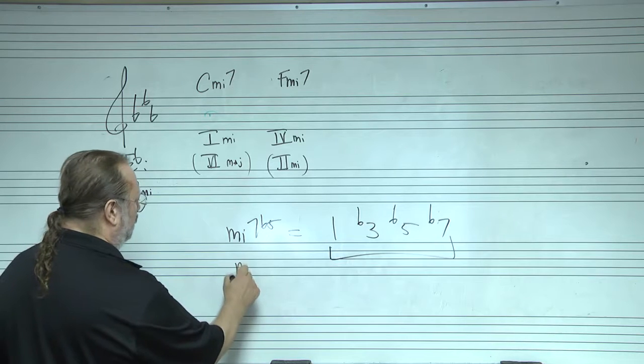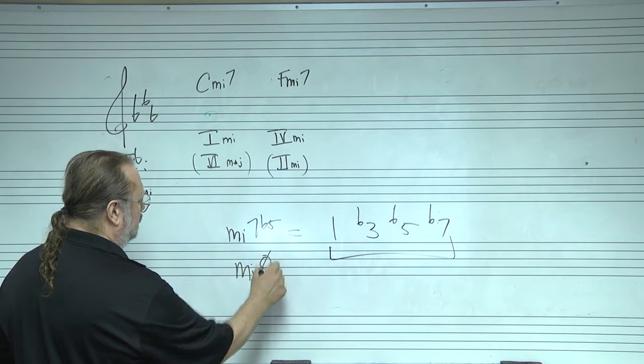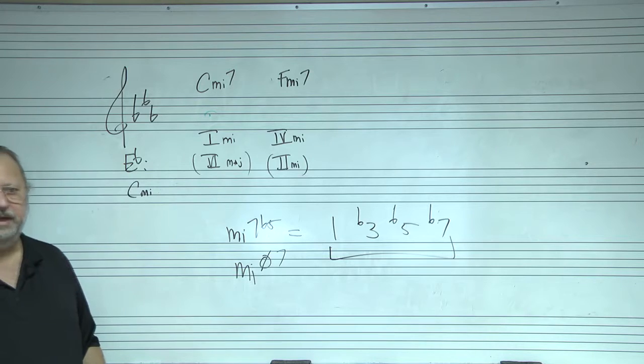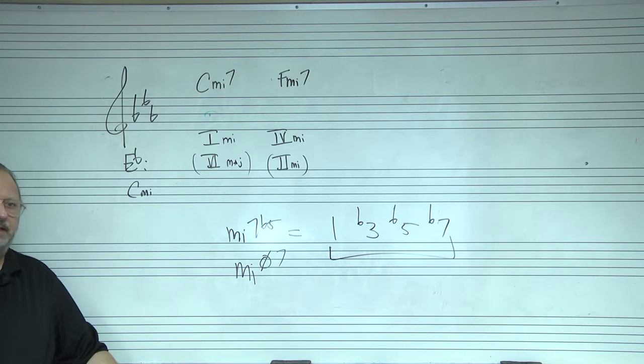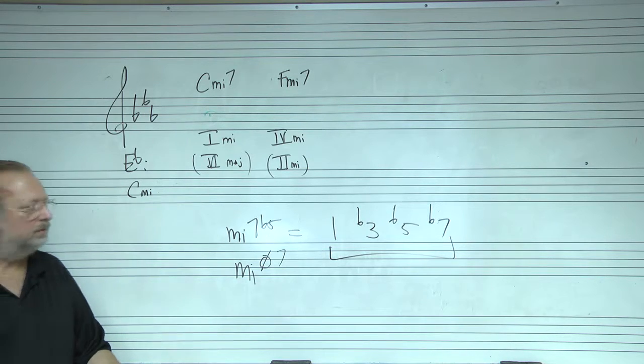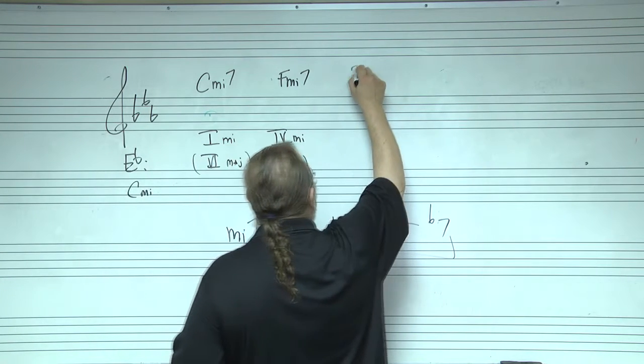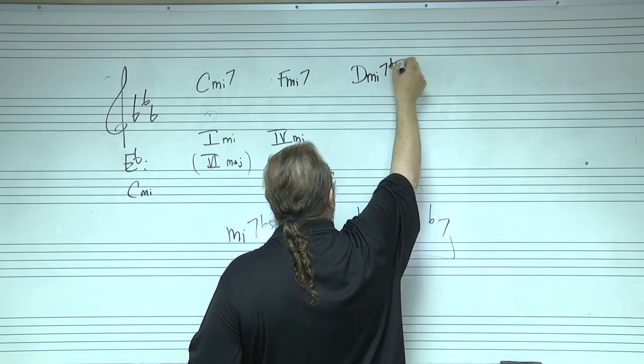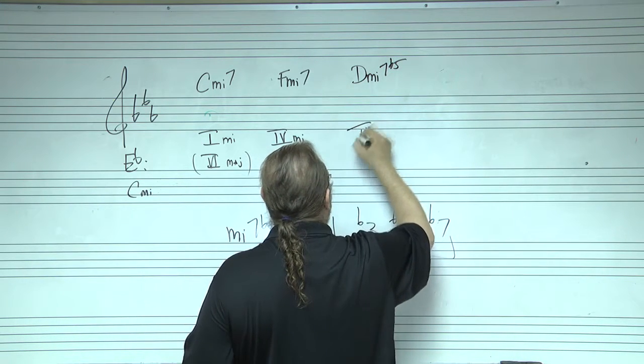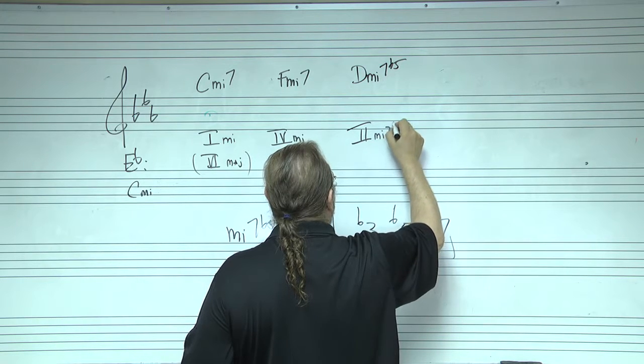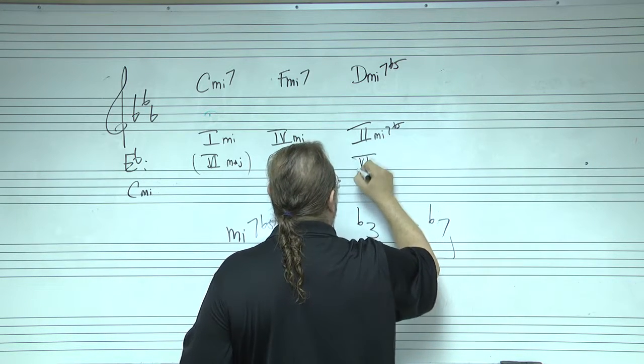And that's also called what? Half diminished, and that's the symbol for half diminished, the circle with a line through it. So those two mean the exact same thing. Now if you look on your chart, minor 7 flat 5 is the 7 chord in the key of E-flat major, isn't it? Or it's the 2 chord in the key of C minor, right? So we got D minor 7 flat 5. There's your 2 chord, and that's your 7 chord.